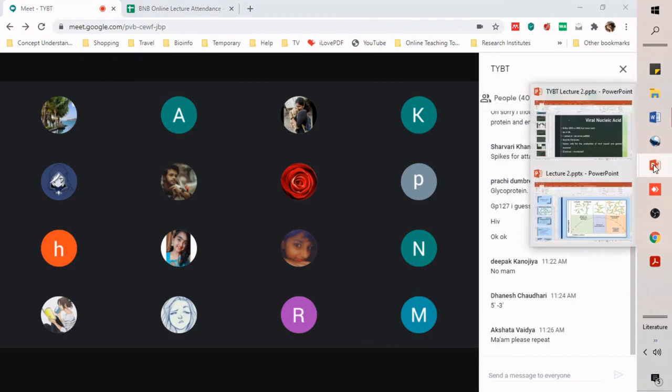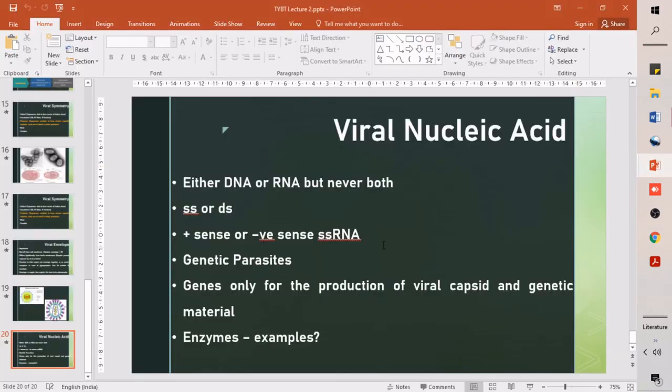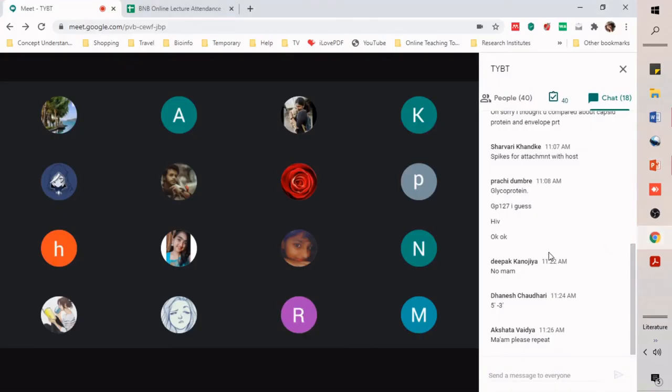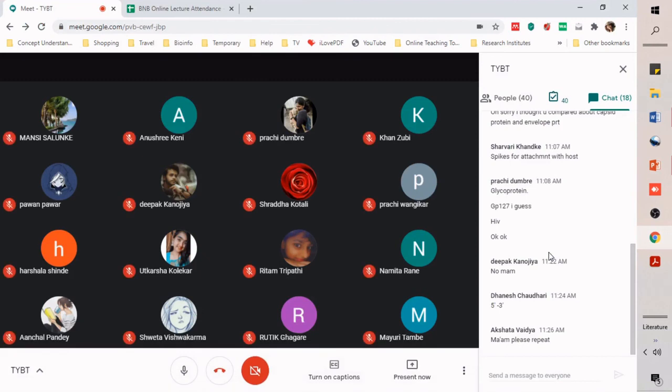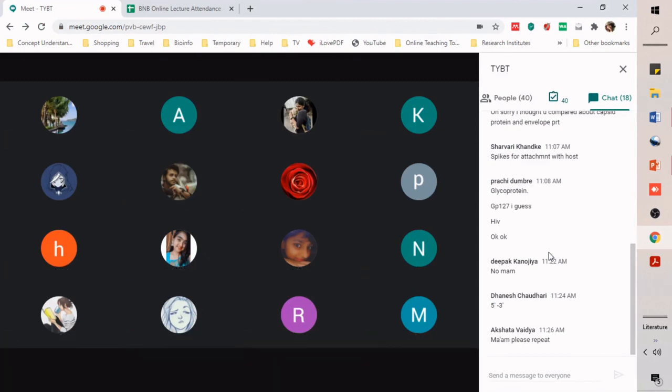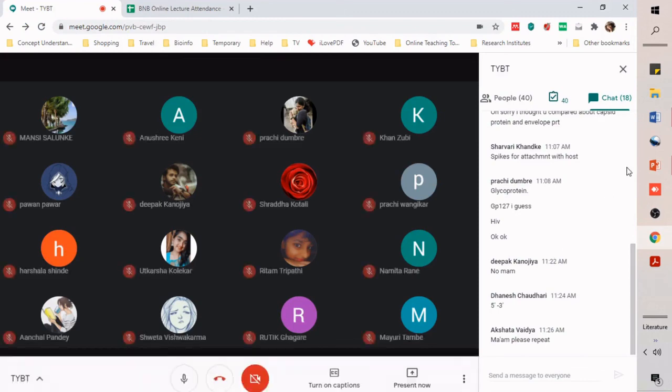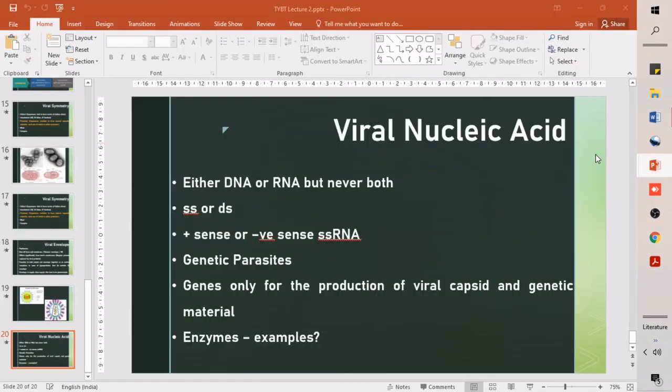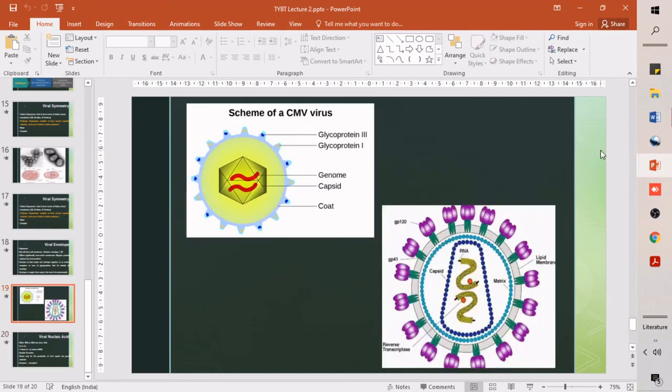And what we are left with is the genes. How many genes will a virus have? Not more than what are required for replicating its genetic material and giving out the capsid proteins. So genetically also it is very light. We have a very small number of genes in viruses, and what we are left with are the enzymes.